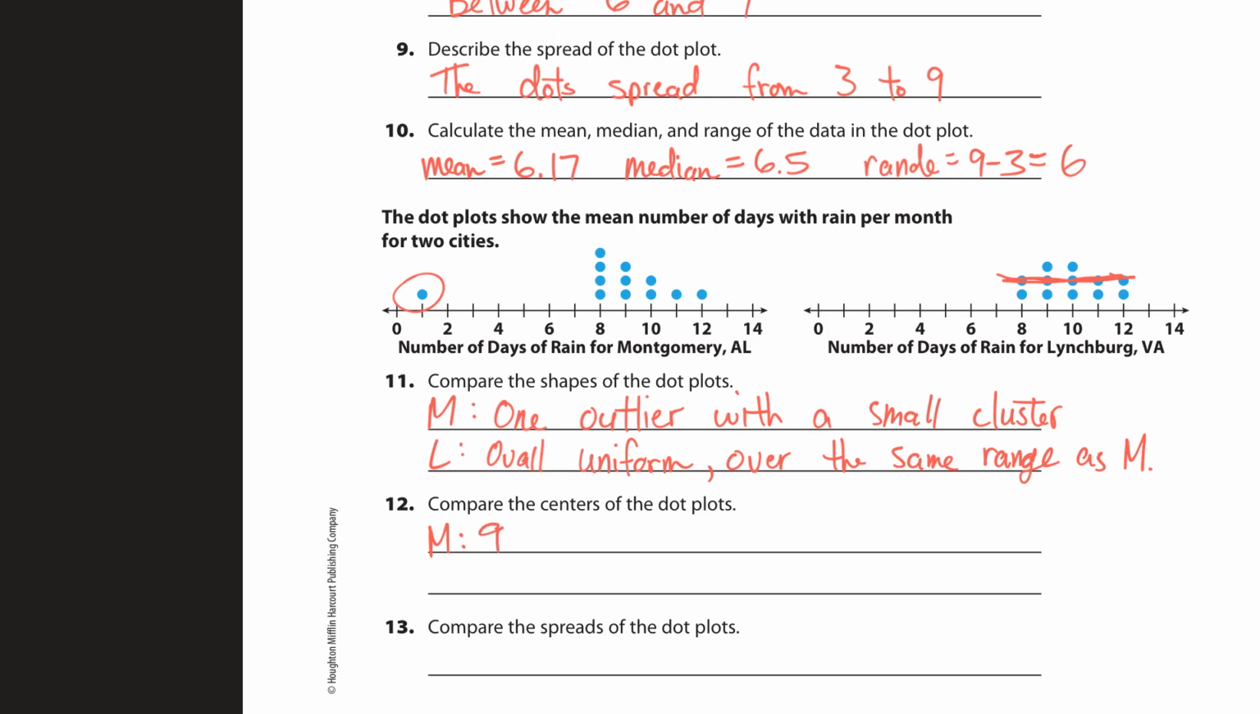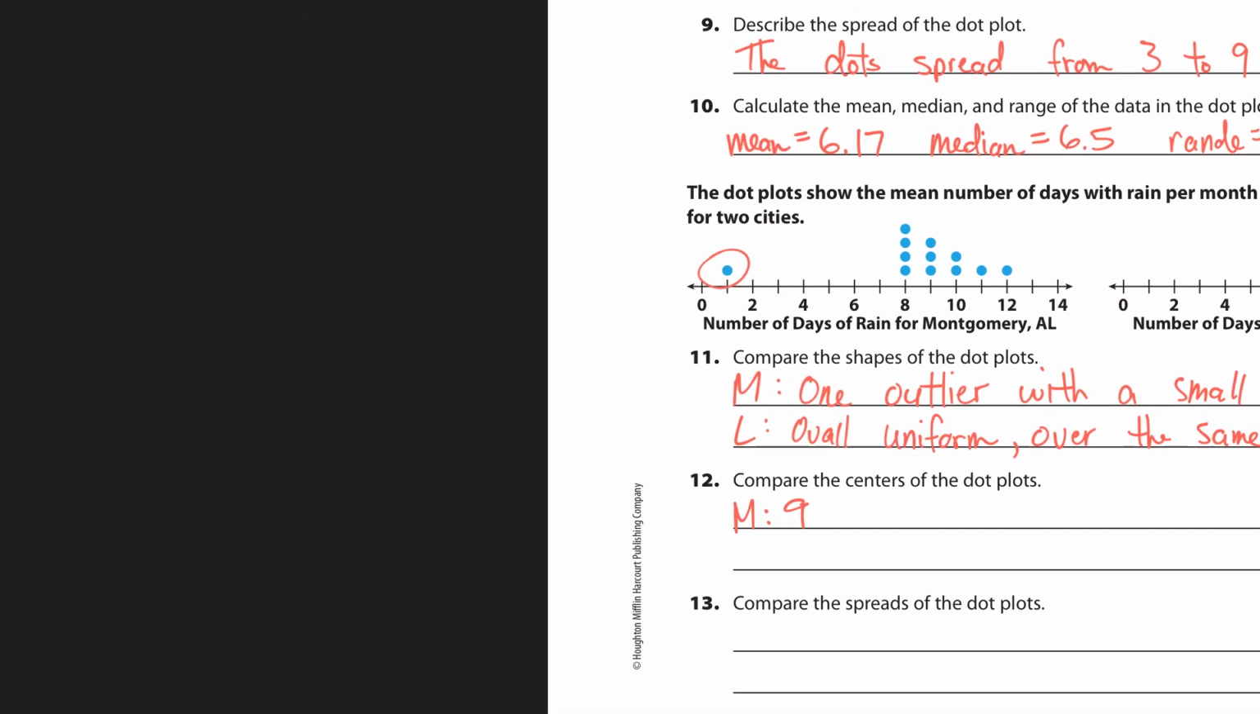Let me show you again in another way. I'm going to give you the values of each: 1, 8, 8, 8, 8, 9, 9, 9, 10, 10, 11, and 12. So what's the middle of these?